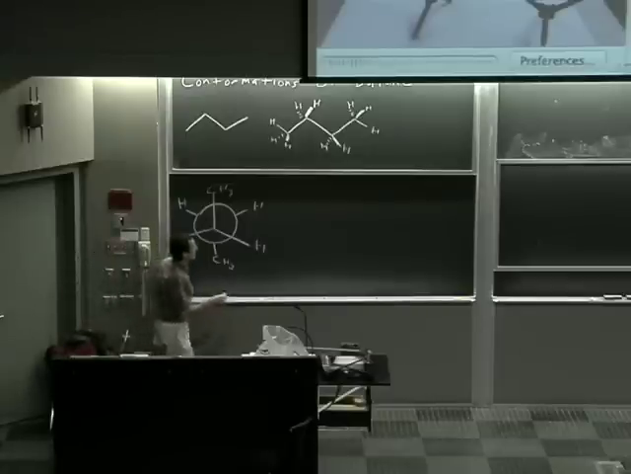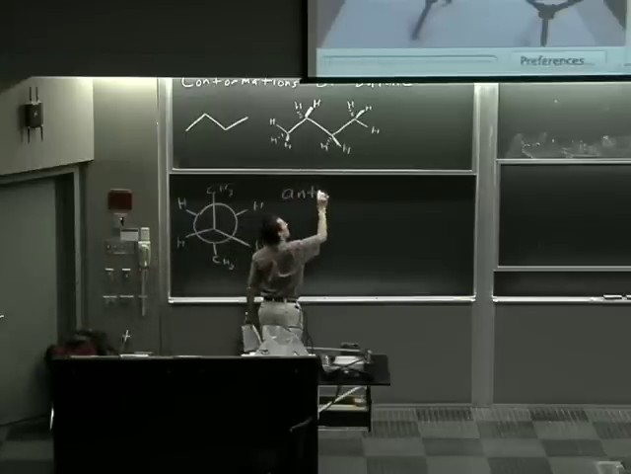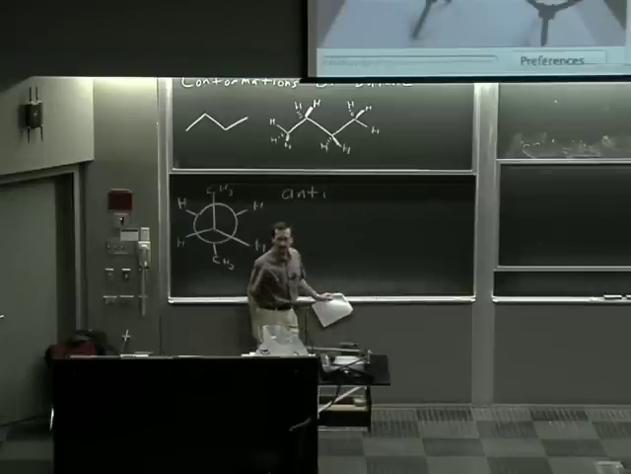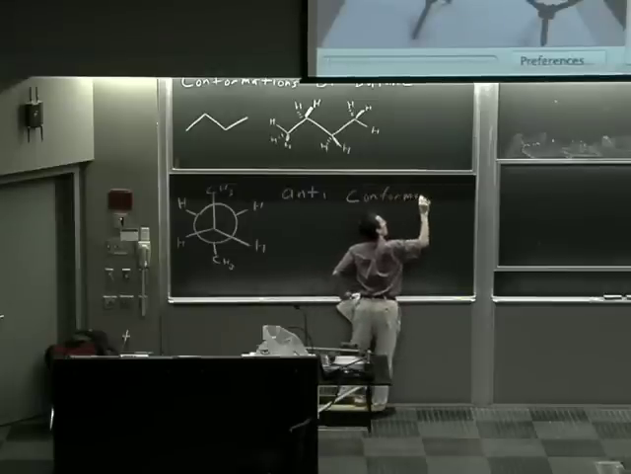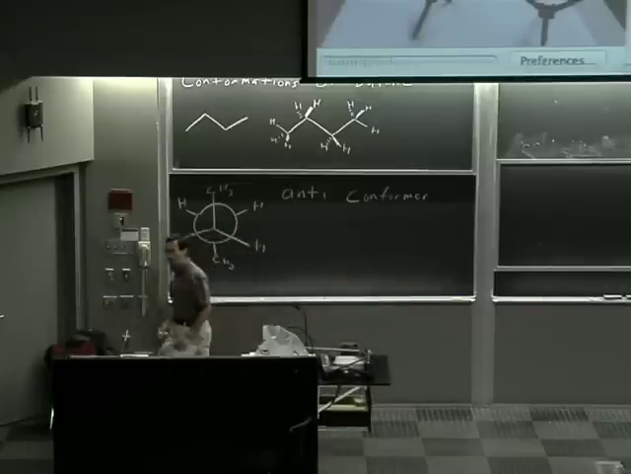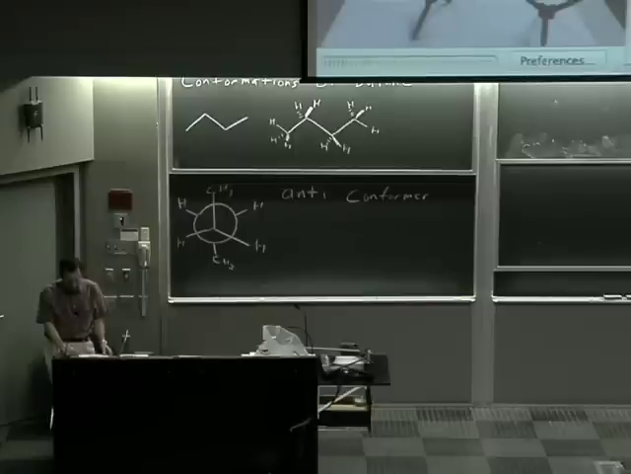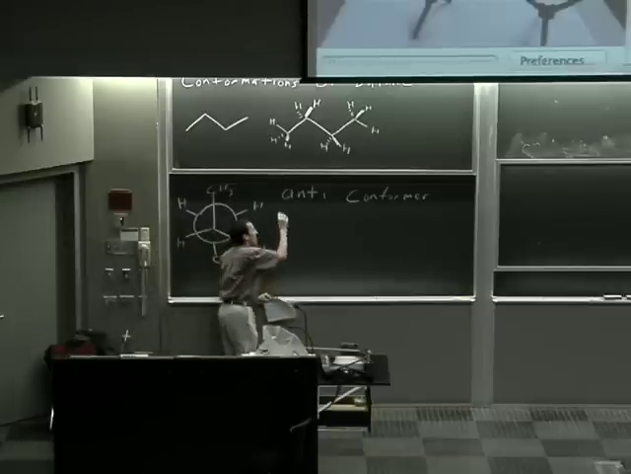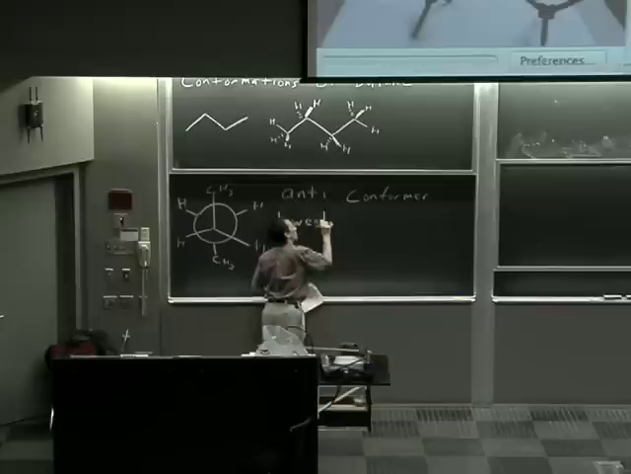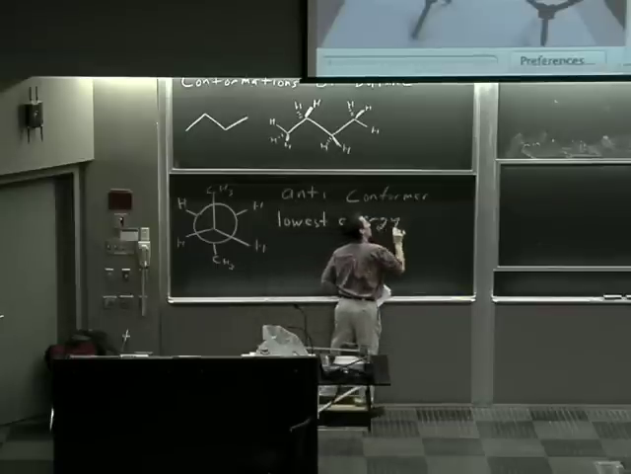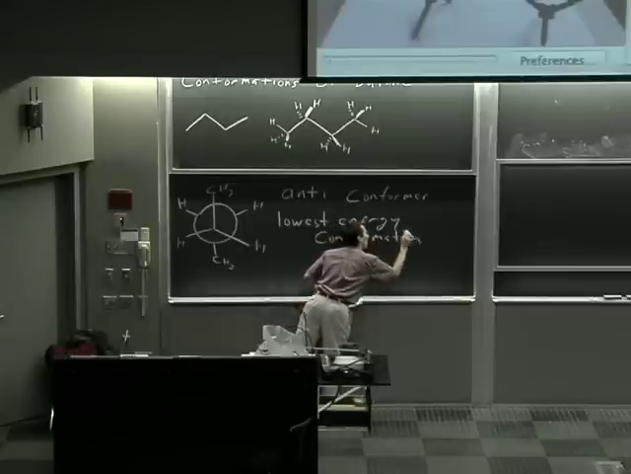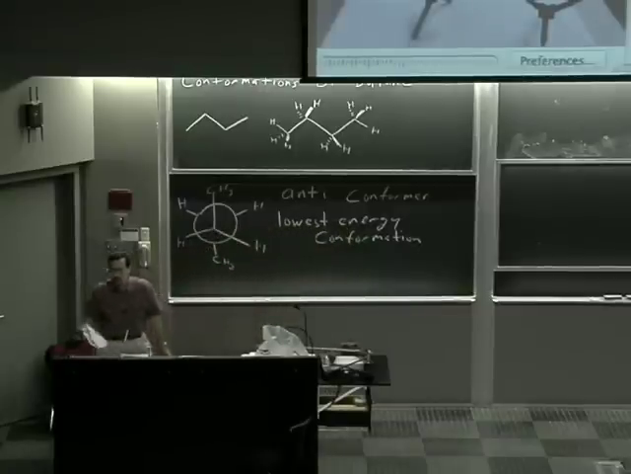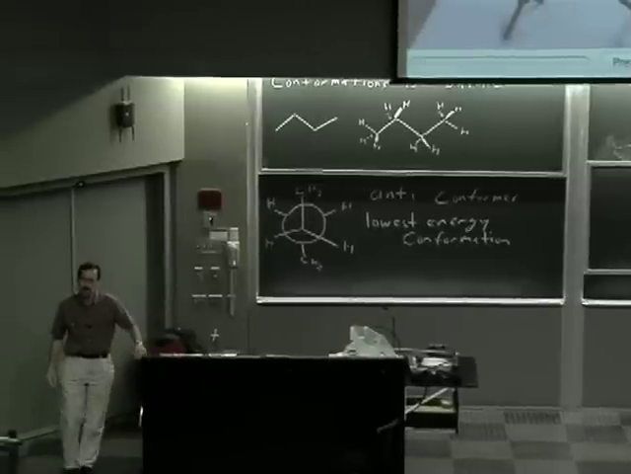We call this conformation an anti-conformation, or more specifically, the anti-conformer. The conformer is a conformation that lies in an energy well. So this happens to be the lowest energy conformation of butane. So let me show you, because it is hard doing these rotations in this three-dimensional visualization.